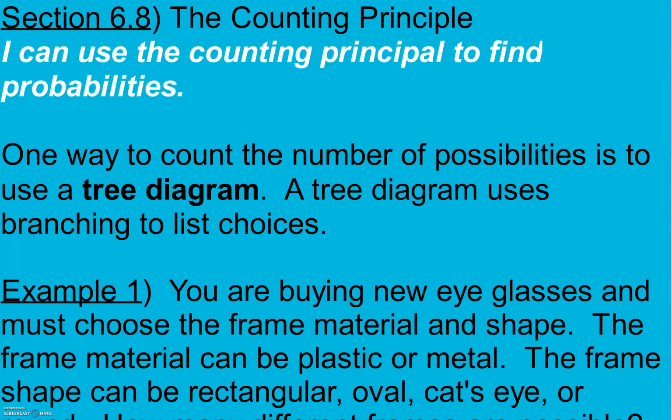Section 6.8 is the counting principle. I can use the counting principle to find probabilities. One way to count the number of possibilities is to use a tree diagram. A tree diagram uses branching to list choices.